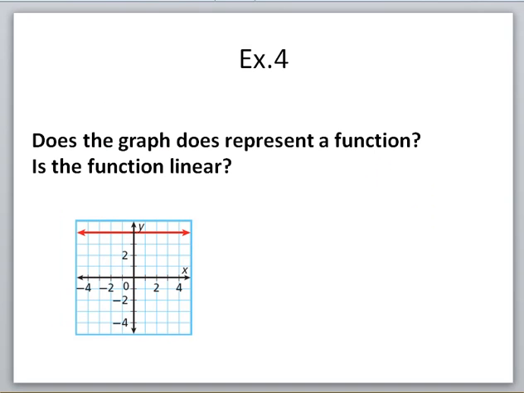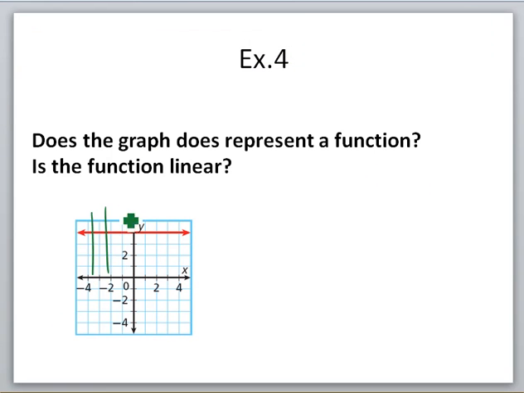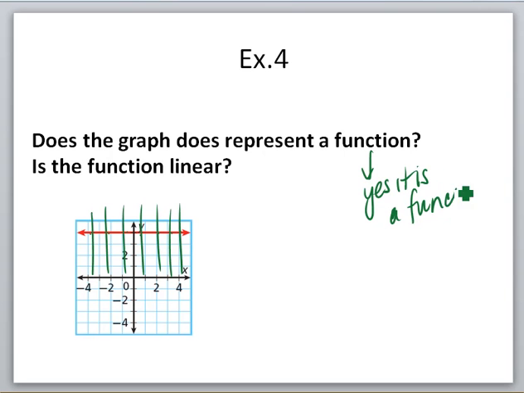The next example, I start drawing my vertical lines, and notice it is a function. Each vertical line passes through the graph in exactly one spot. So yes, this is a function. Second part, is the function linear? Yes, it is linear. It makes a straight line. There is a straight line.